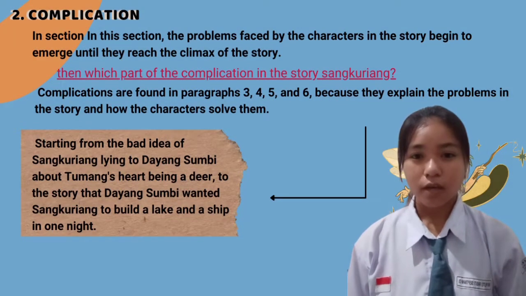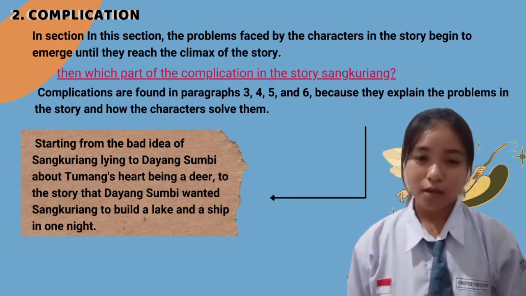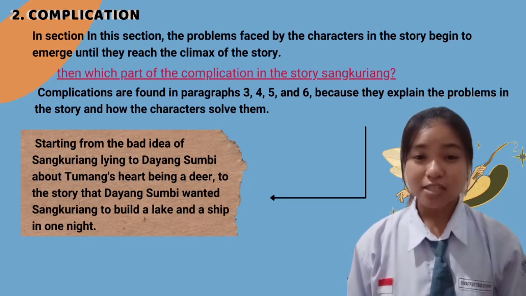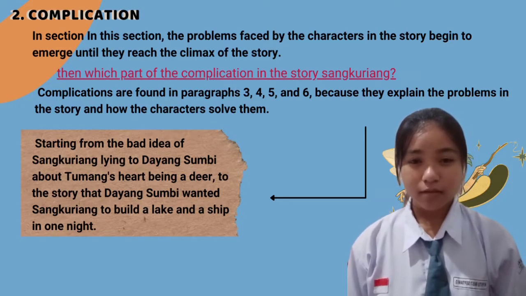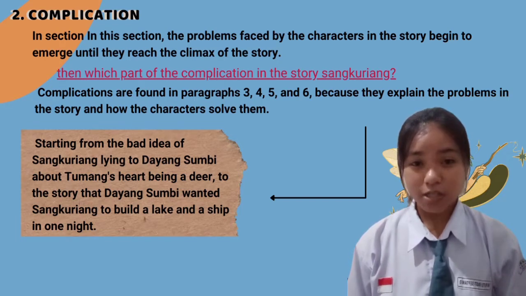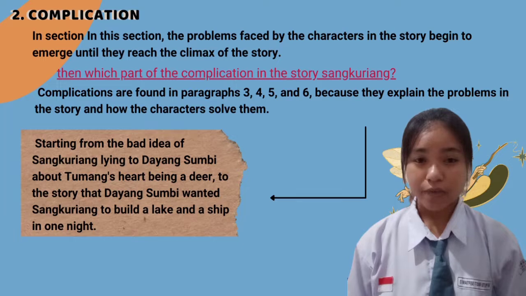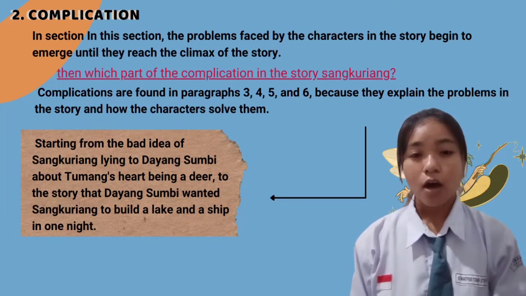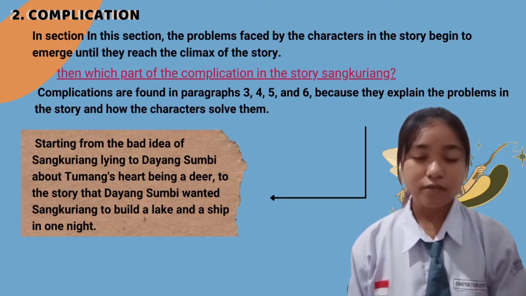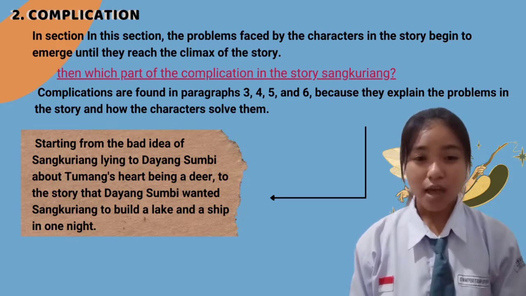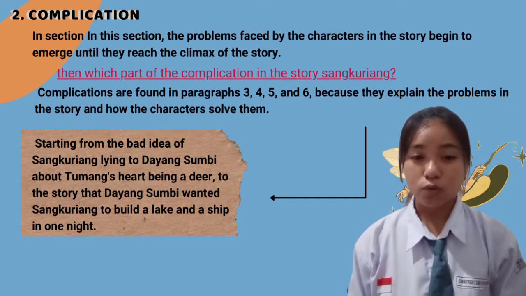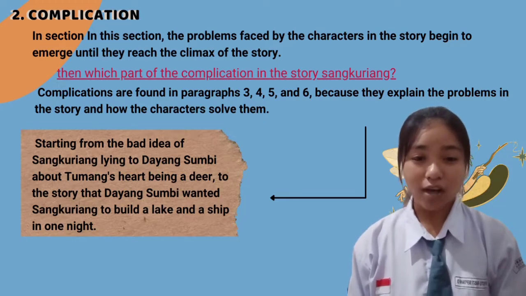2. Complication. In this section, the problems faced by the characters in the story begin to emerge until they reach the climax of the story. Which part is the complication in the story of Sangkuriang? The complication is found in paragraphs 3, 4, 5, and 6, because they explain the problems in the story and how the characters solve them. In the text, it starts from the bad idea of Sangkuriang lying to Dayang Sumbi about Tumang's head being a deer, to Dayang Sumbi wanting Sangkuriang to build a lake and a ship in one night.